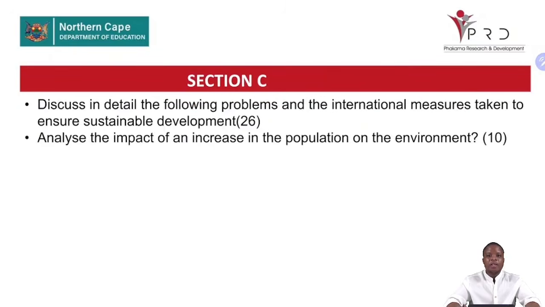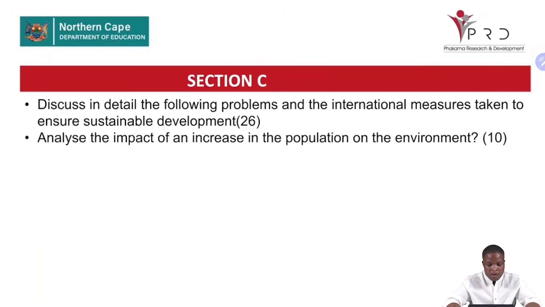Right, the question is, discuss in detail the following problems and the international measures taken to ensure sustainable development. That is 26 marks. It's your body. There is introduction, body, additional part, and conclusion. So you'll be getting marks for your headings. I think we have about 5 headings of the problems that we have in our examination guideline.